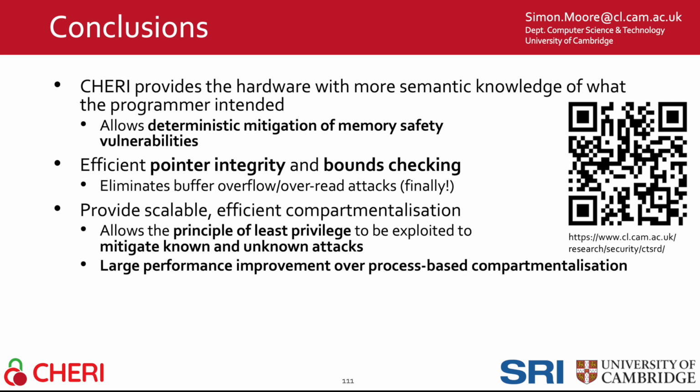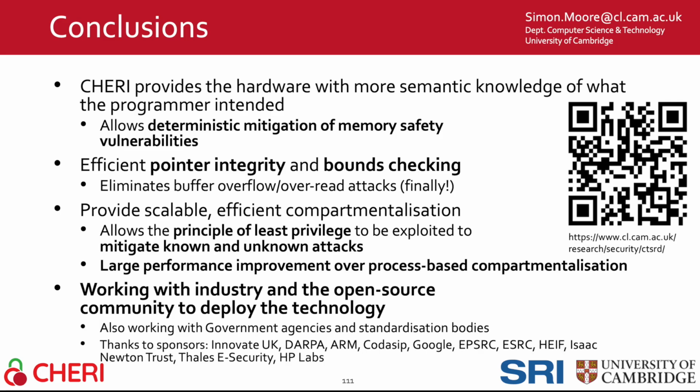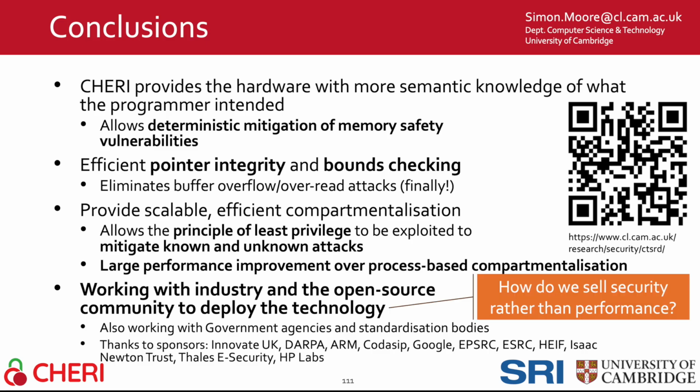It also provides incredibly powerful and efficient compartmentalization, so we can break software up. We have a scheme to automatically compartmentalize all libraries, for instance, and this fundamentally reduces the attack surface in your system. We also get a big performance win, which is always nice, both security and performance, over process-based compartmentalization that's used in things like Chromium. It's used in iOS to separate things out. And then we're working with industry and the open source community, and really tying in with Charlie's talk earlier: how do we sell security rather than performance? I think this is our big challenge.